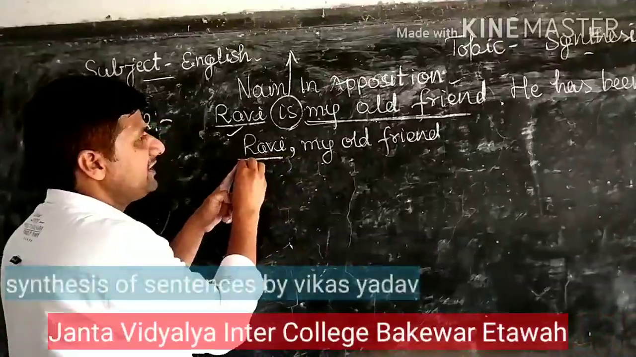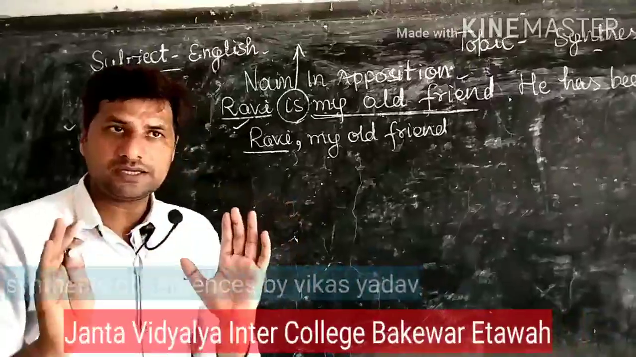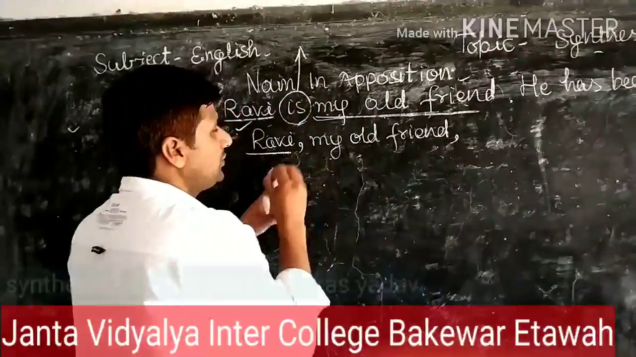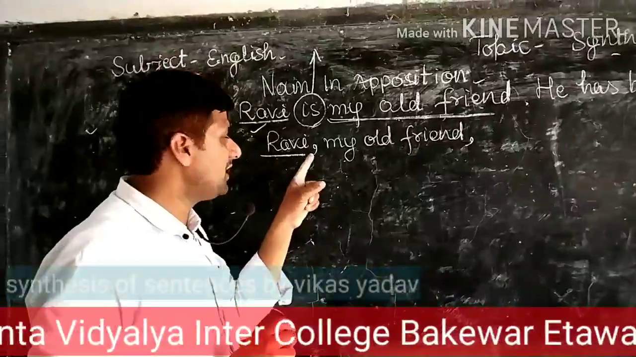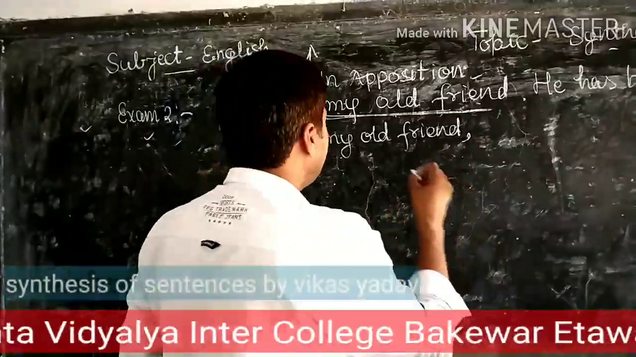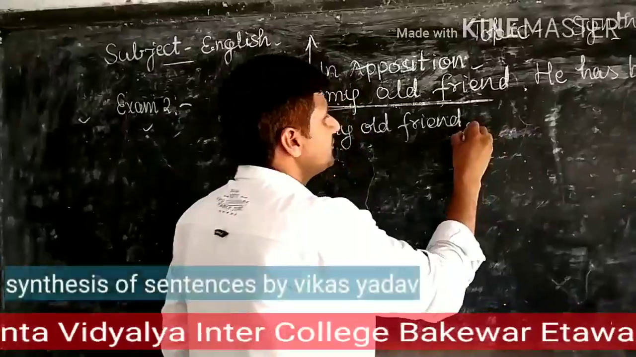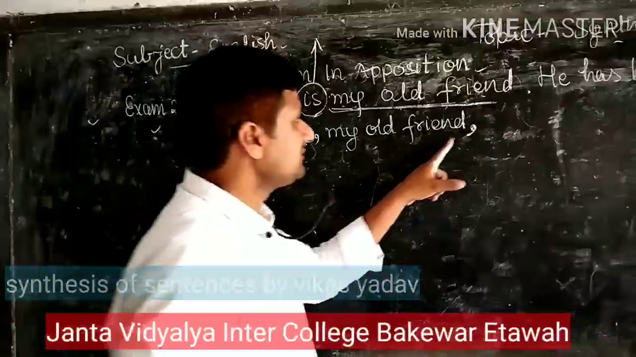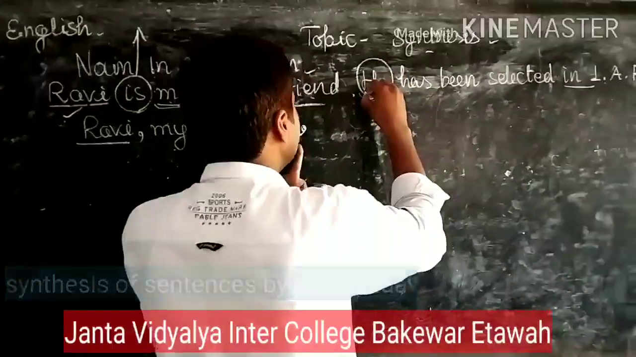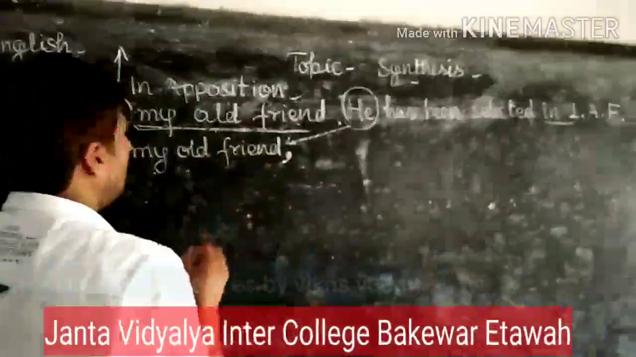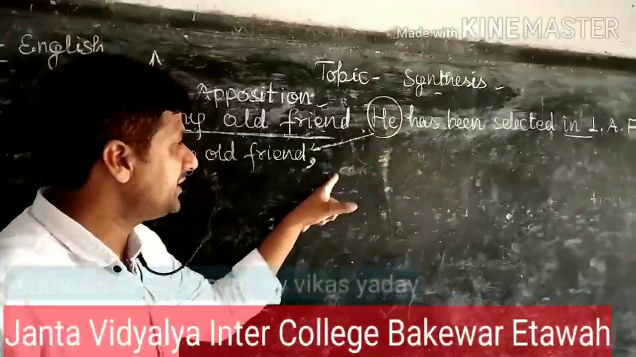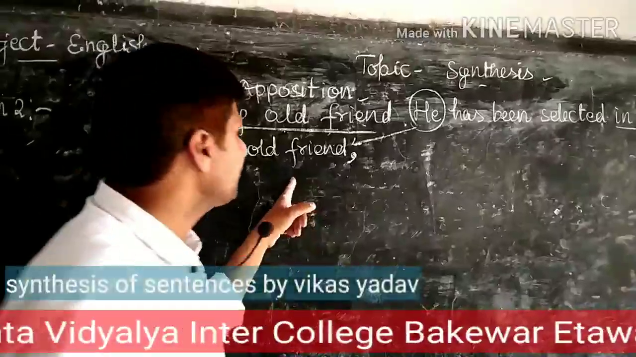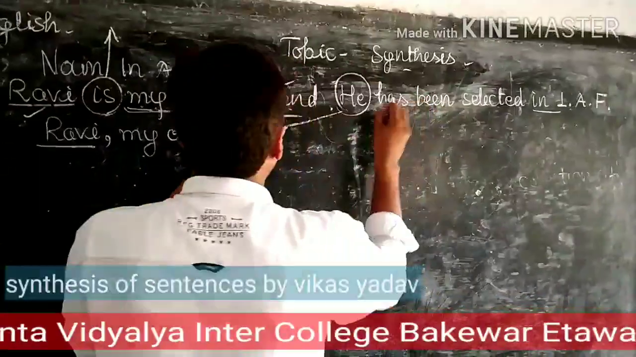When we know that Ravi and my old friend both are the same thing, we put them together and use commas two times. First we will use a comma after Ravi, and then another comma after putting this noun phrase here. Ravi, my old friend. Now continue the sentence. He is the pronoun which has been used for Ravi or my old friend. Now it is not required to repeat it. We will not use it again because we have used the noun and noun phrase already. Then we will start the sentence from here.